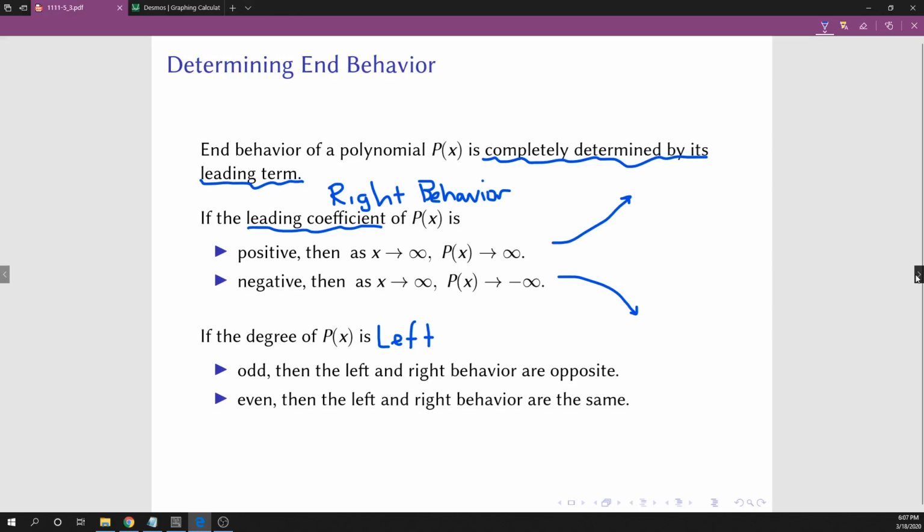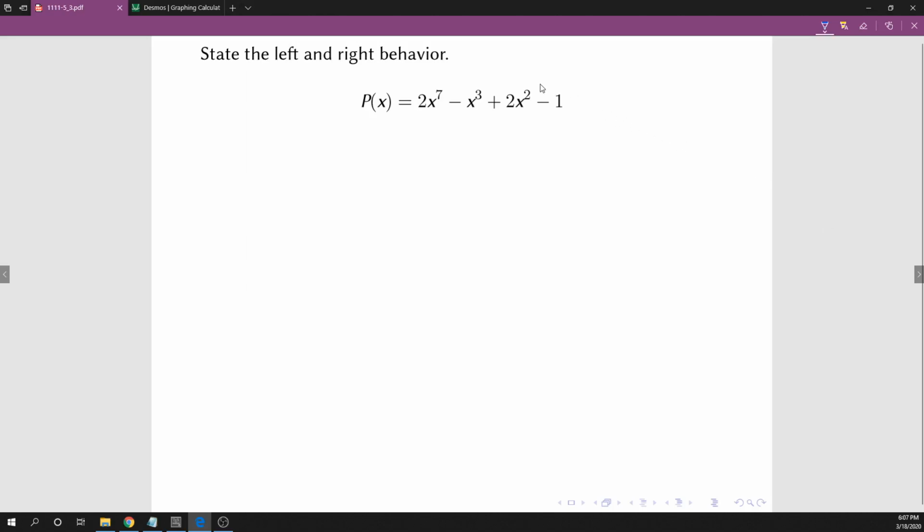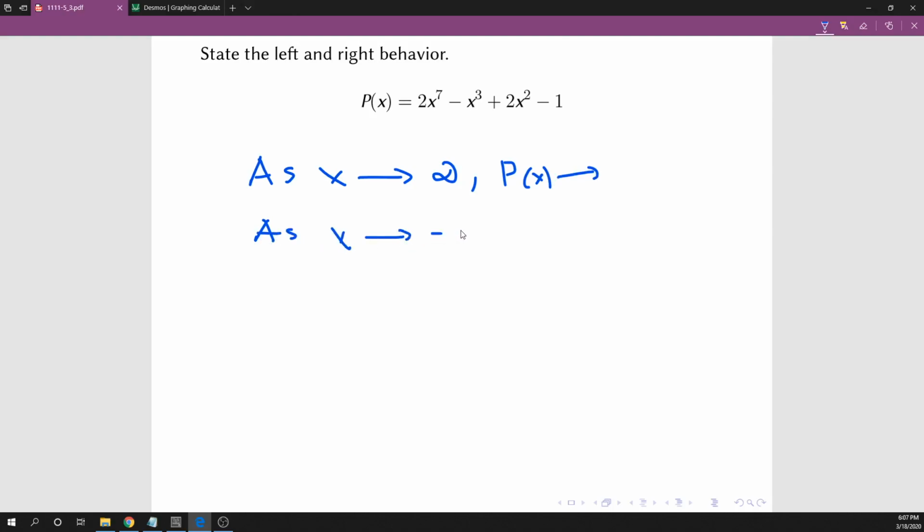Okay. All right, let's look at some examples right here. All right, so state the left and right behavior. So it's going to be as x goes to infinity, p of x goes to blank. As x goes to minus infinity, p of x goes to blank. All right, and this is the right behavior, right? This is the left behavior.